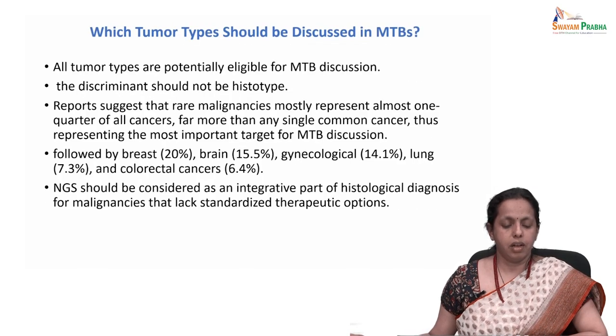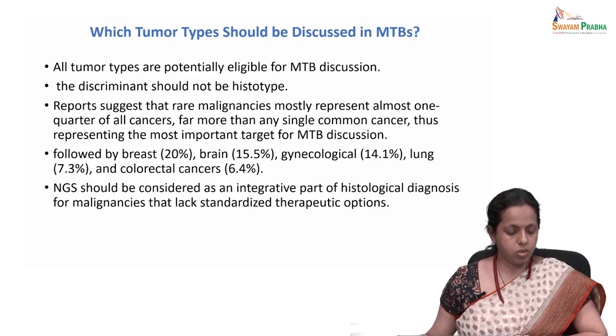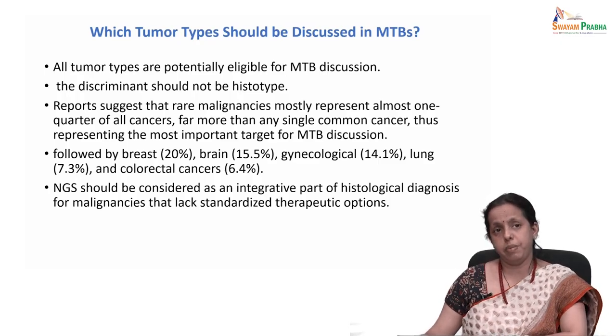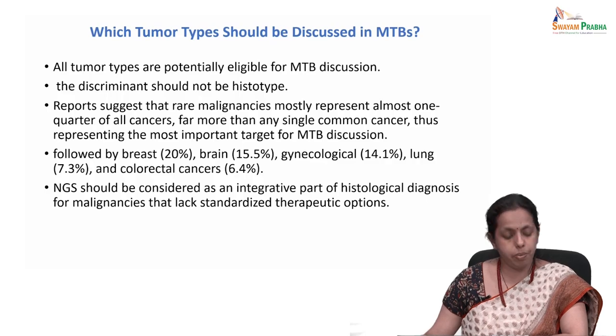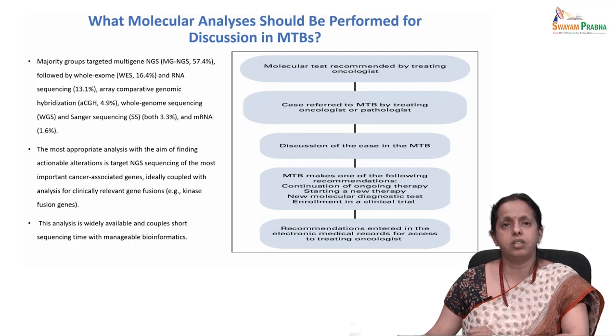Which tumor types should be discussed in your molecular tumor board? All tumor types are eligible. Many rare malignancies represent the majority of the molecular tumor boards. You have breast, brain, gynecological, lung and colorectal cancers. These all fall under the molecular tumor board. And a very important parameter is next generation sequencing. It should be considered an integrative part of histological diagnostics for malignancies which lack standard therapeutic options. What molecular analysis could be performed?